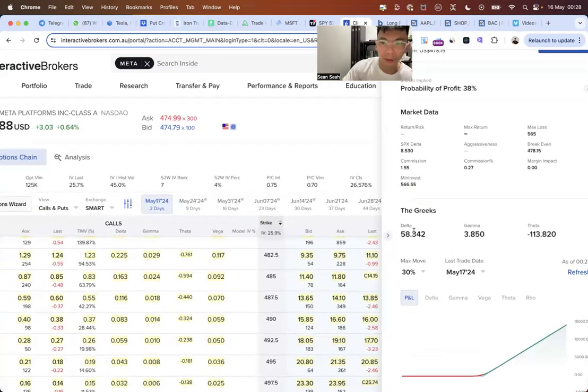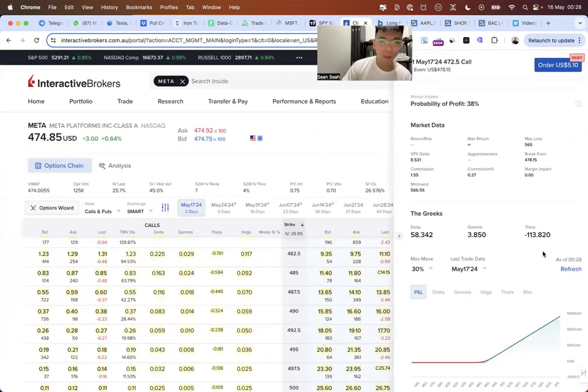So we can see that delta is 58, gamma is 3.58, and theta is minus 113. Sounds like a big number. What does it mean? Let me share with you what theta means, but this is where you can find the Greeks.